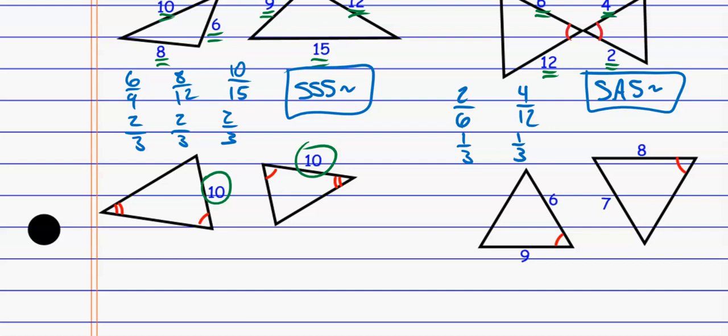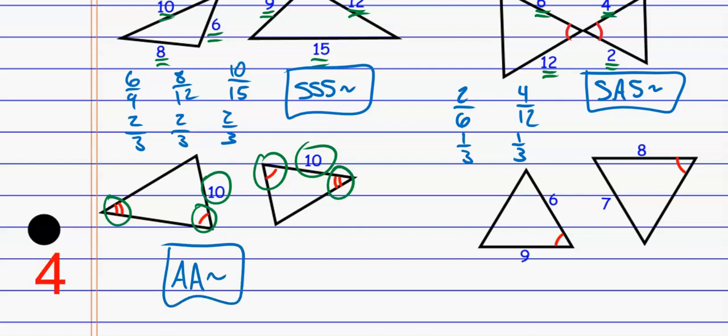And remember, with angles for similarity, I can do this with just two angles. And so if I look, this angle is congruent to this angle. So there's one pair of angles. And here's a second pair of angles. I don't need anything else for similar triangles. I can immediately just say, hey, these are similar by angle-angle similarity.